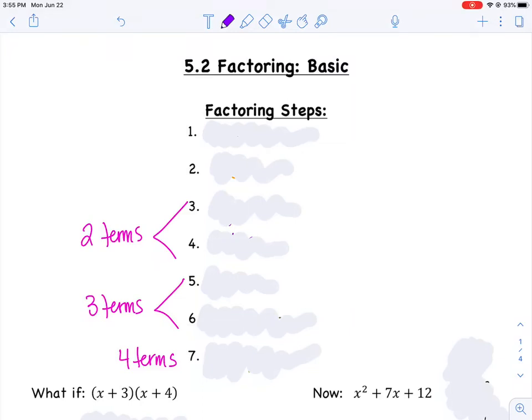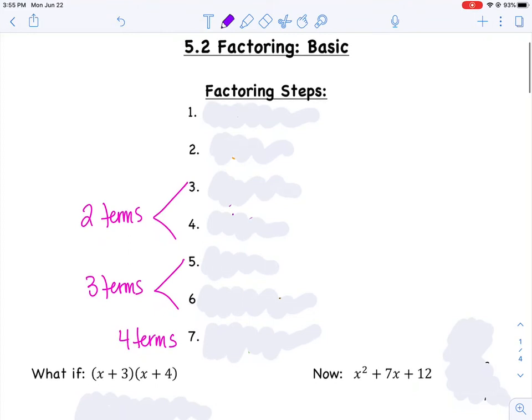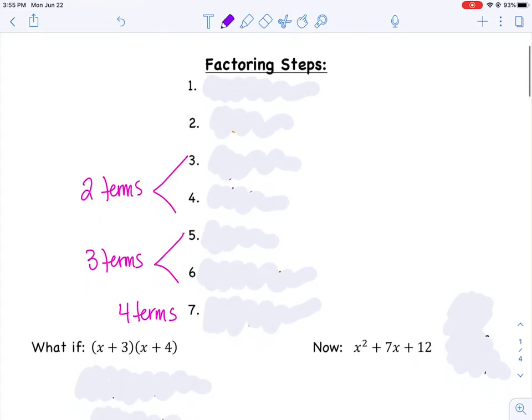All right, here's our first video in 5.2. We're going to continue talking about factoring techniques, and in this section we're going to talk about what we call basic factoring. Do you remember there are 7 different steps to follow anytime we're factoring? Hopefully you can fill in these 7 steps, at least 1, 2, and 7, because we've covered those already.